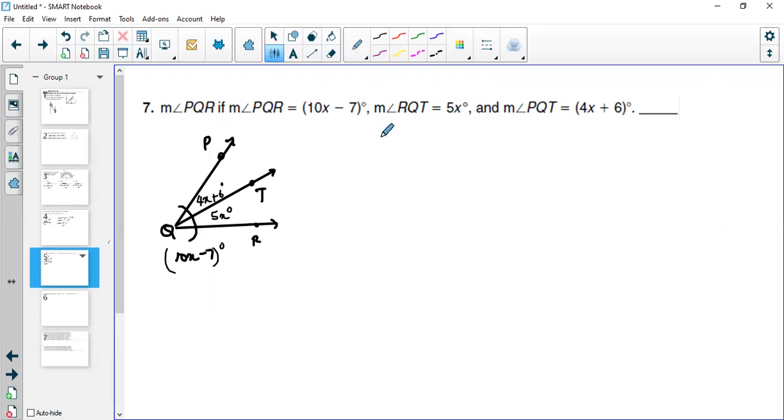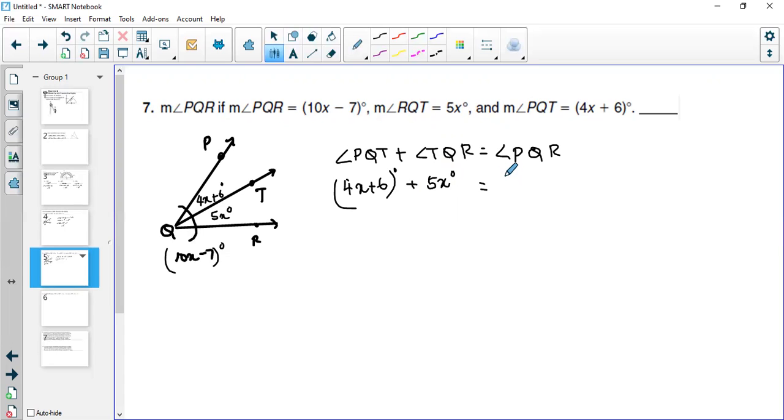Okay, so you know what to do first. You have to write the statement saying angle PQT plus angle TQR is equal to angle PQR. So PQT is 4x plus 6 degrees and TQR is 5x degrees, right? Which is equal to 10x minus 7 degrees. So first solve this side. 4x plus 5x will give you 9x plus 6 is equal to 10x minus 7.